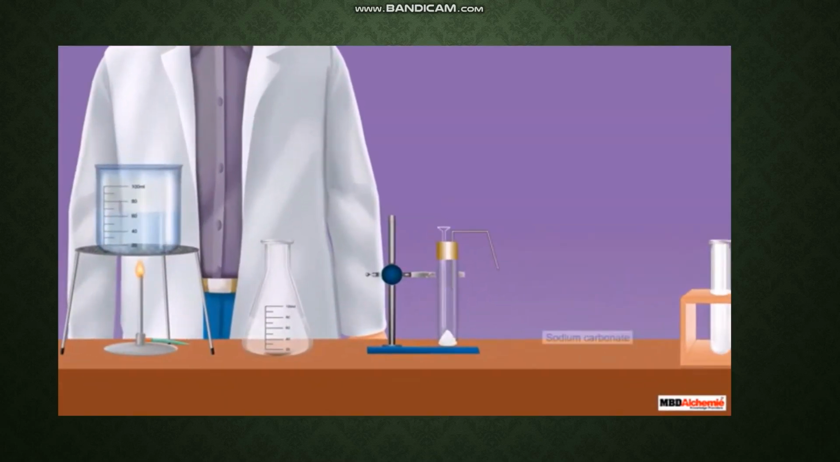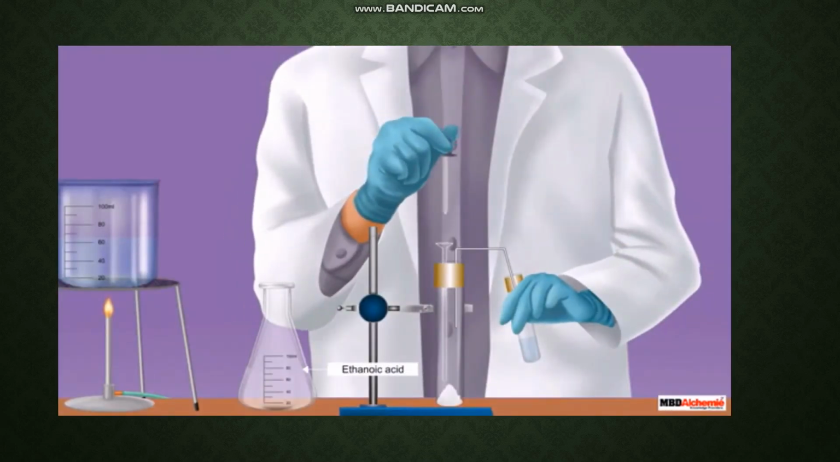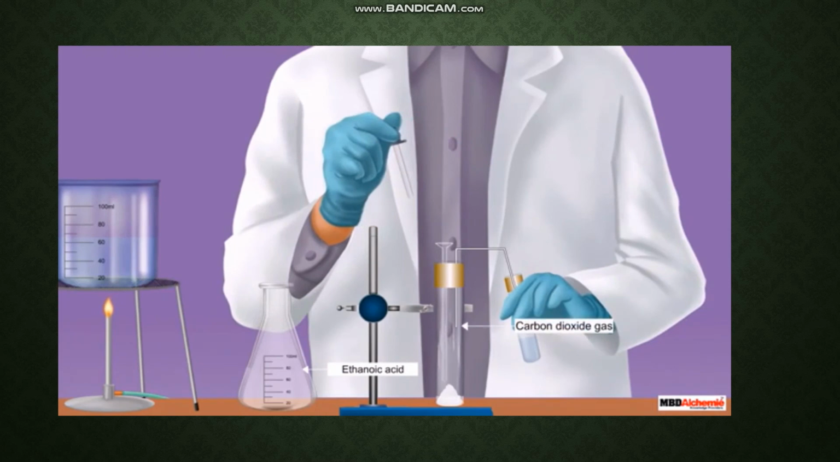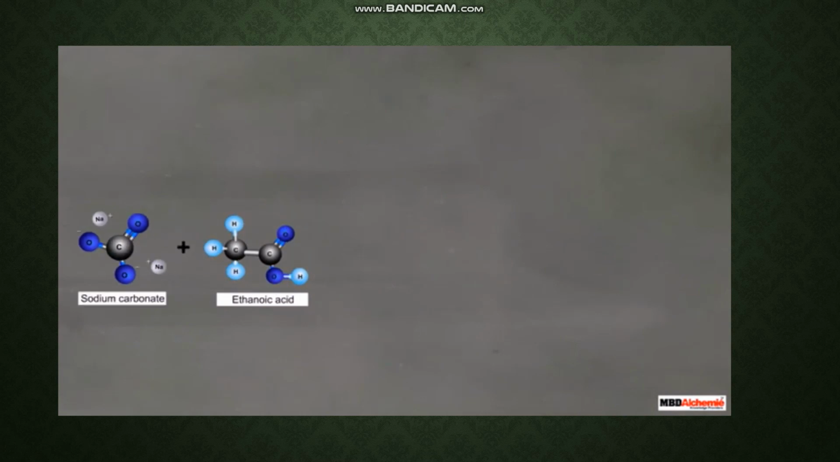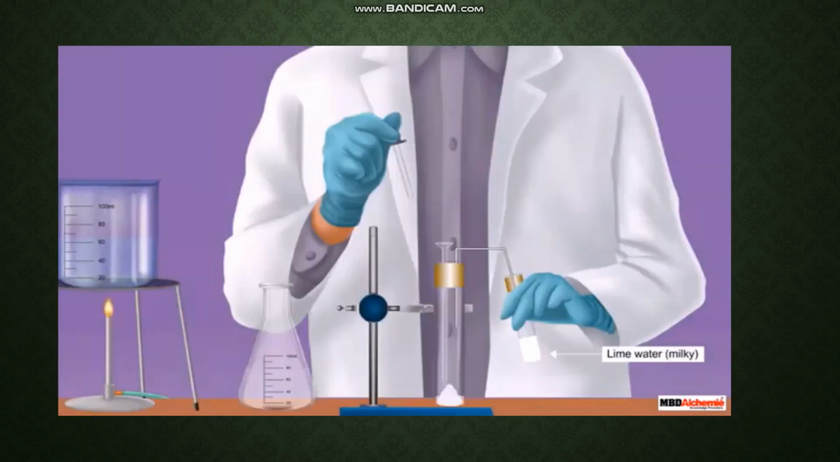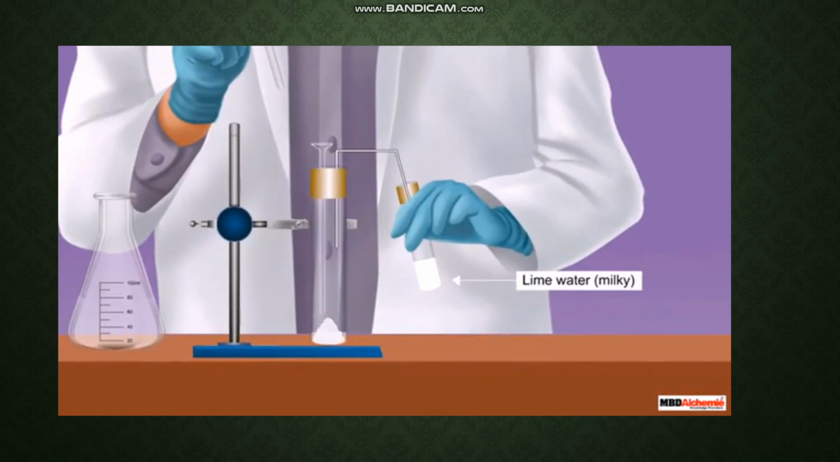Shown here is sodium carbonate in a test tube. To this, let us add a dilute solution of ethanoic acid. A gas is released, which is then allowed to pass through the freshly prepared lime water. As we can observe, the lime water turns milky. It happens because ethanoic acid reacts with sodium carbonate to form sodium ethanoate, water, and carbon dioxide. The gas released is carbon dioxide that turns the lime water milky.